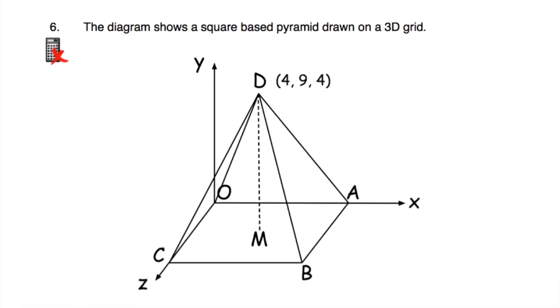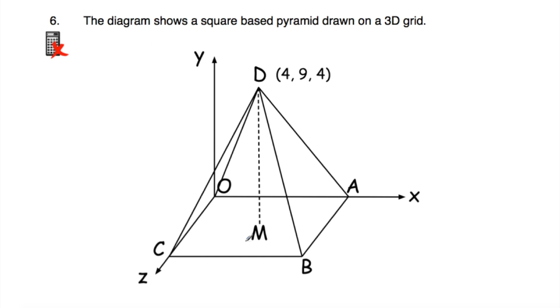Okay, let's have a look at our next question, question number 6. We've been given a square-based pyramid drawn on a 3D grid. We've got the coordinates of the vertex D, which are 4, 9, 4. So the coordinates of point D are 4, 9, 4. And remember, they're in the form x, y, and z.